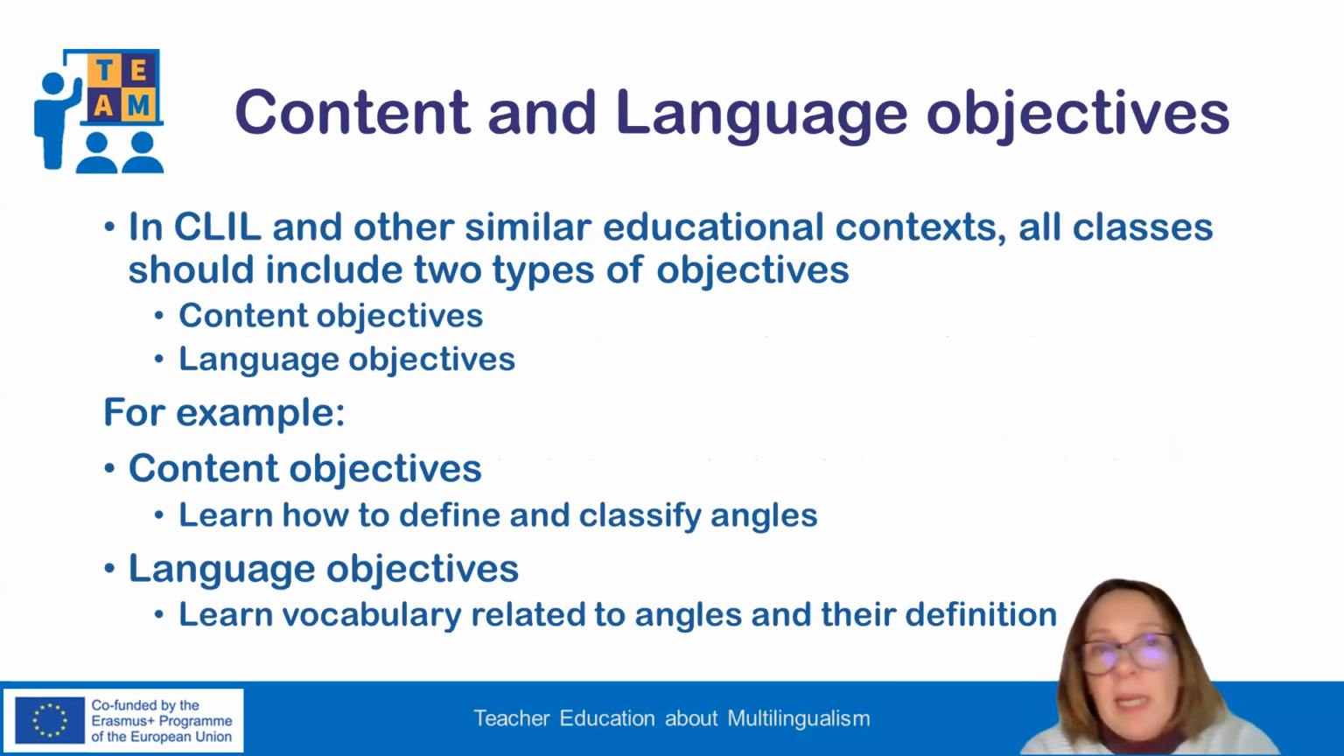So in CLIL and other similar educational bilingual contexts, all classes are expected to include two types of objectives, the content objectives and the language objectives. So a content objective might be learning how to define and classify angles in geometry, whereas a language objective might be vocabulary related to angles and their definition.